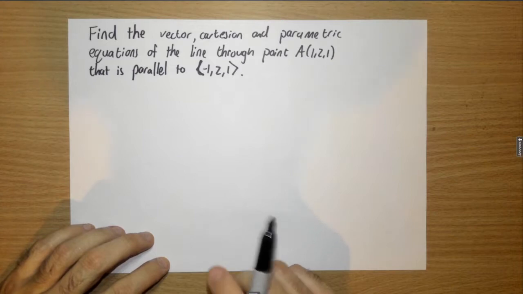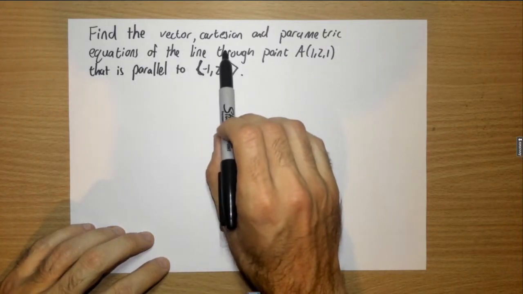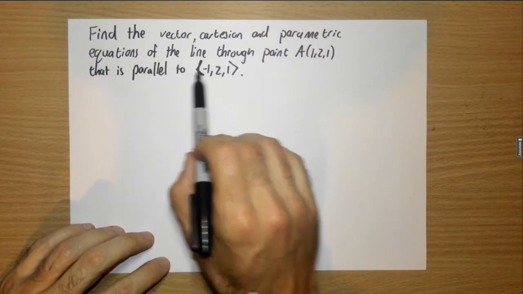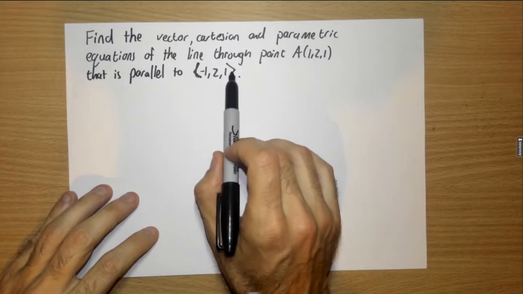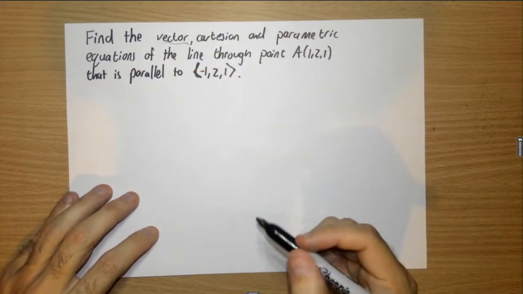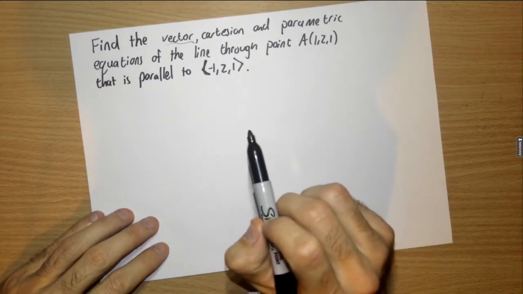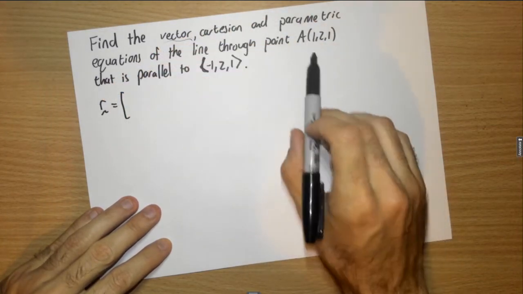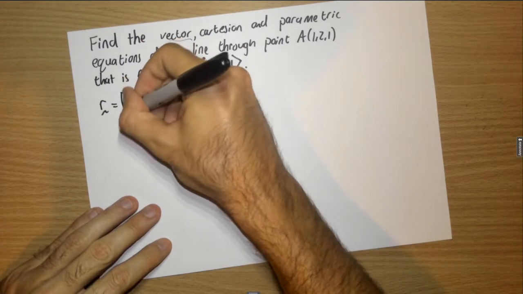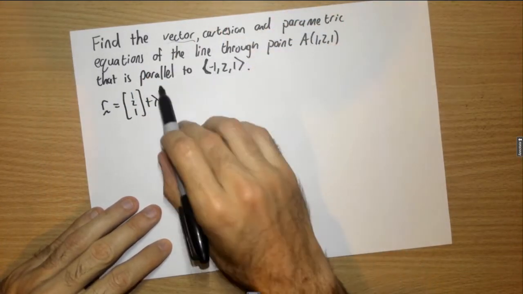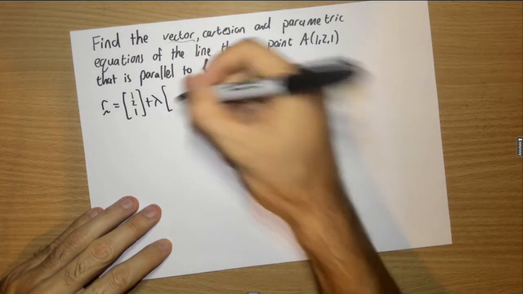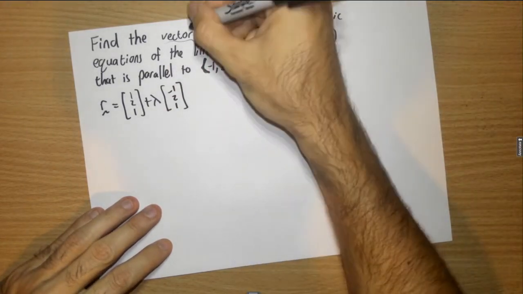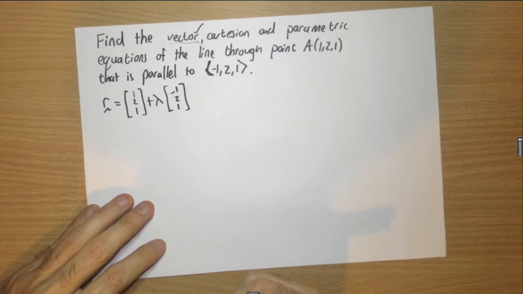Using the information that we just went through, let's look at another example. Find the vector equation, Cartesian equation, and parametric equations of the line through that point that is parallel to this vector over here. The first thing I'm going to do is write it as a vector first. You can see that this is a three-dimensional case. We need a point on the line, so I'm going to choose this point here, 1, 2, and 1. We know that it's parallel to this vector here, so it's got to be going in the same direction as this vector. So it's minus 1, 2, and 1. That's my vector part done.